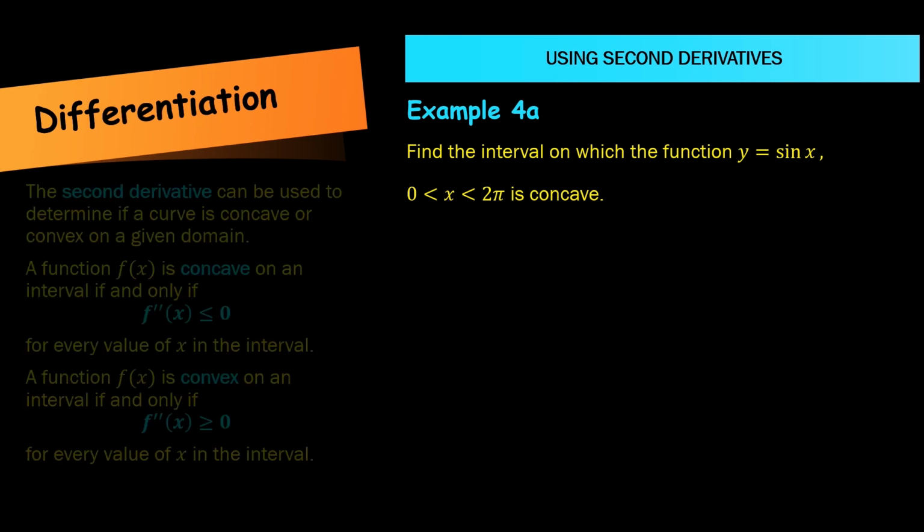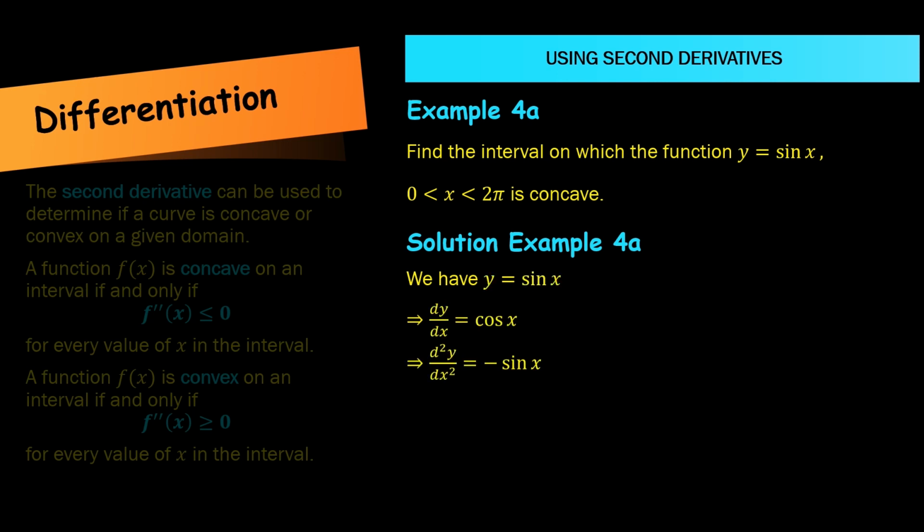So let's take a look at part A first. We are required to find the interval on which the function y equals sin x is concave on the interval 0 less than x less than 2 pi. So let's solve this. We have that y equals sin x, and therefore dy dx equals cos x, and d2y dx squared equals minus sin x.